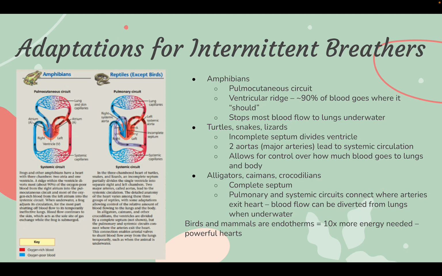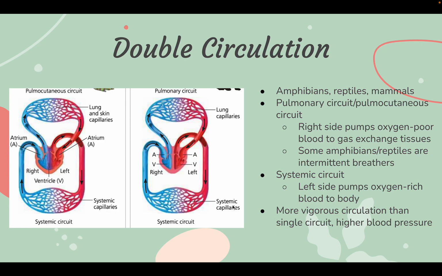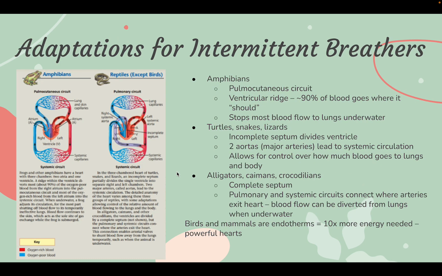All right, so now let's talk about those adaptations for intermittent breathers. As you saw here, there were a few differences between mammal circulation and amphibian circulation, and you can see right here that the heart of an amphibian actually is not completely divided the way a mammal heart is. This is actually pretty advantageous for them.